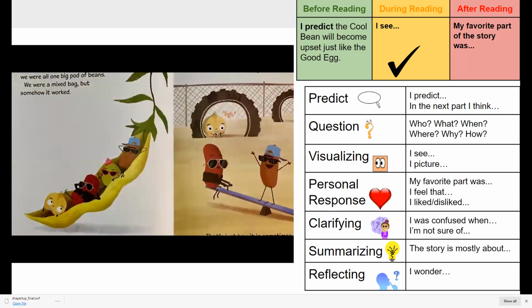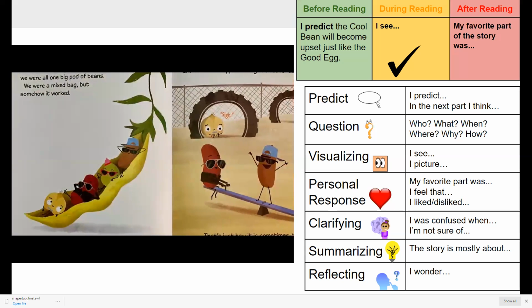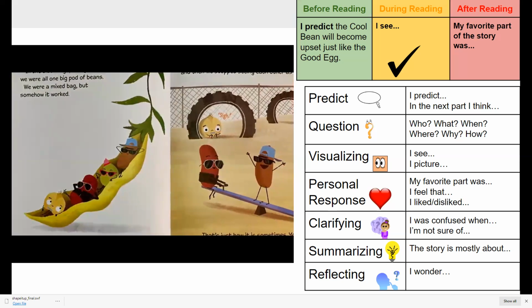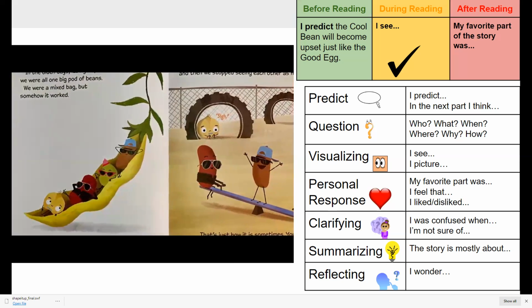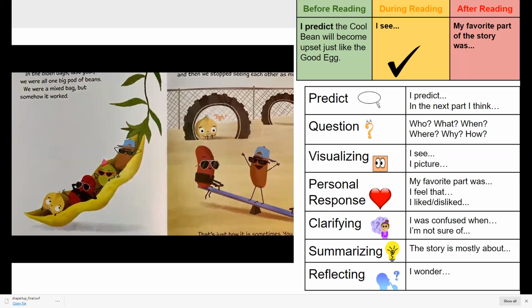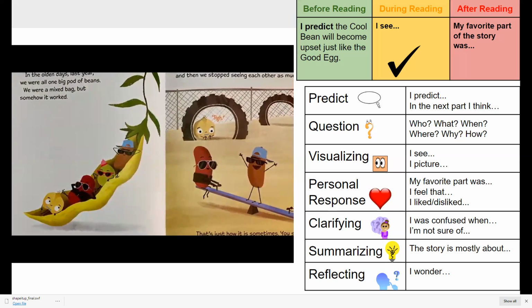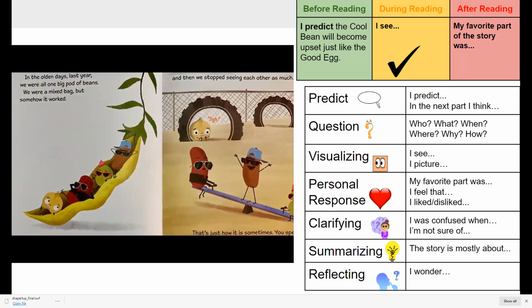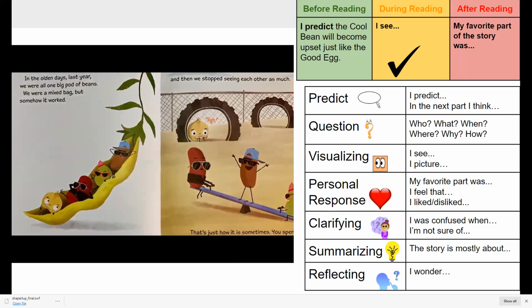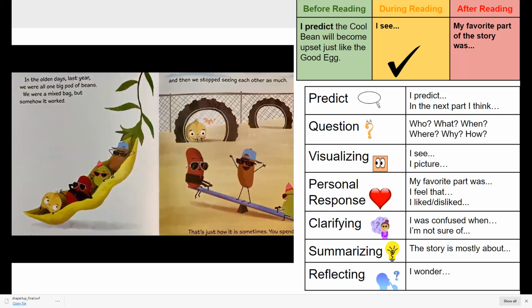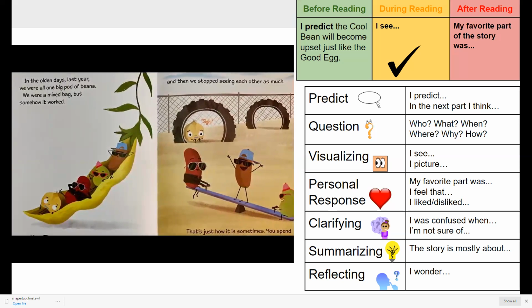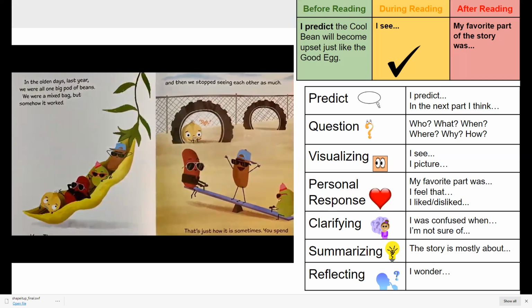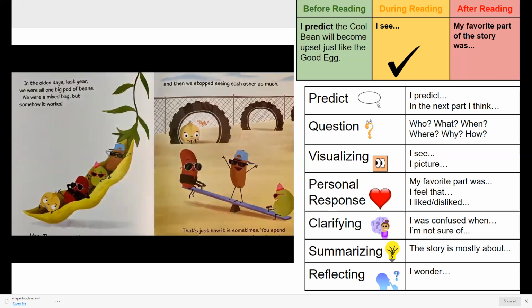In the olden days, last year, we were all one big pot of beans. We were a mixed bag, but somehow it worked. Yep, those were the good old days. And then we stopped seeing each other as much. That's just how it is sometimes. You spend less time together, even though you're not totally sure why.